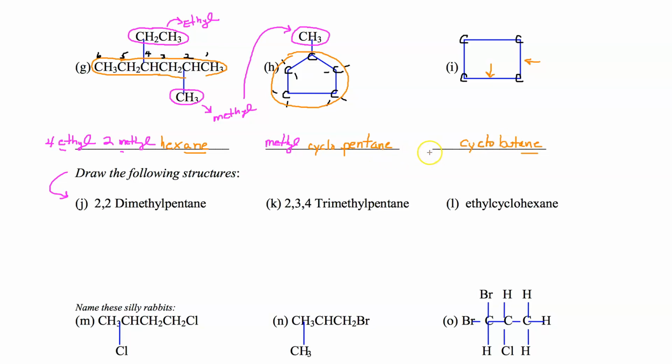Okay, so cyclobutane. And that's all that is. Yes, it's a rectangle, but it's also cyclobutane. Obviously, they didn't show you the H's, and they don't. And you'll see those structures all the time.